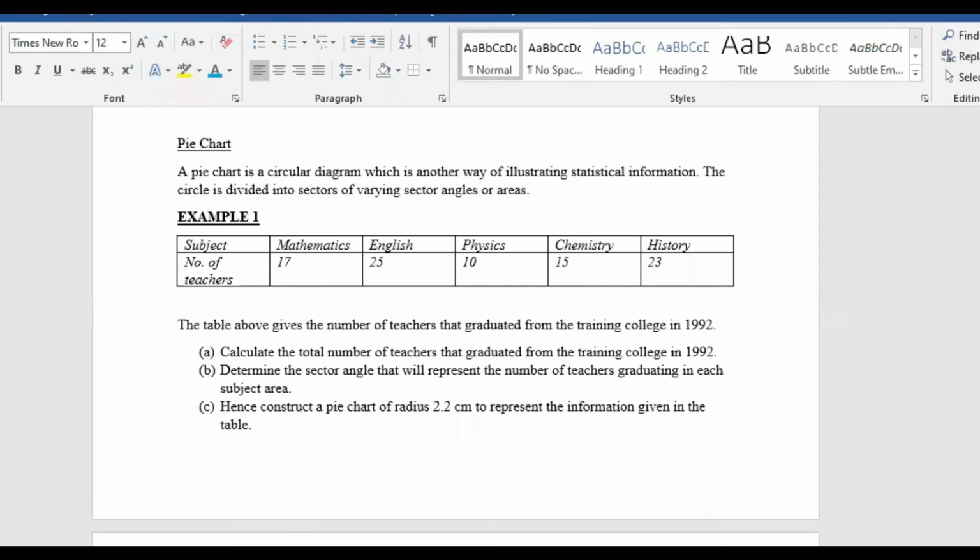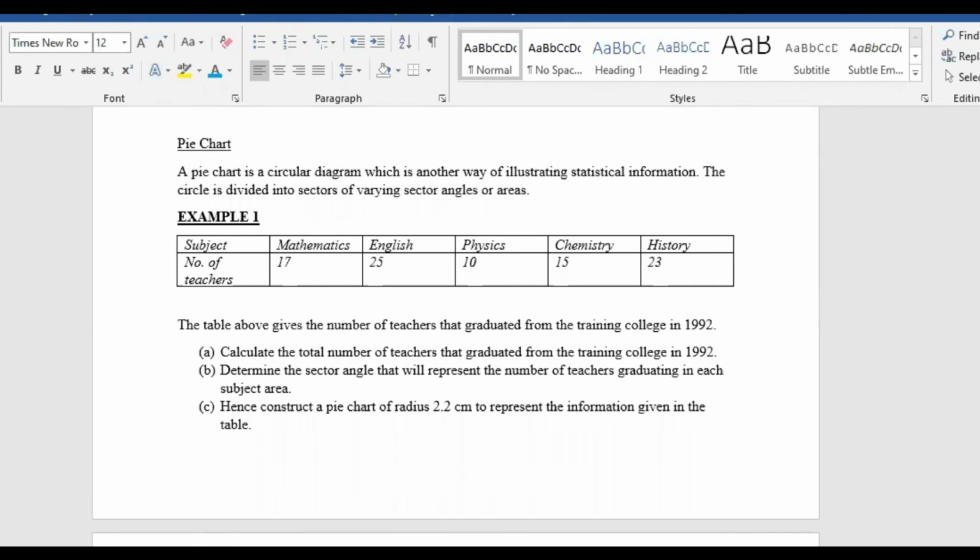All right, so let's go ahead and work the example that we have here. They're telling you that this table above gives you information about new teachers that graduated from Trinity College in the year 1992. So the first thing they ask you to do is to calculate the total number of teachers that graduated from that Trinity College. Now, this is very simple.